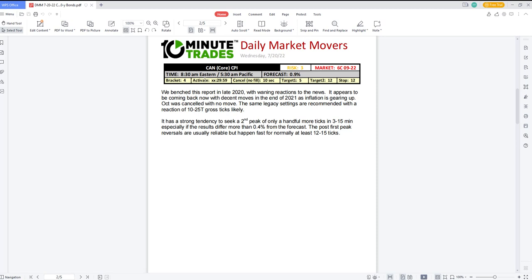The entry time is our time 8:29:59. Okay, it's an 8:30 event. I would not cancel in 10 seconds. I'd probably wait 20 at least. First target is 5. My second target would be 15, and the stop is fine.